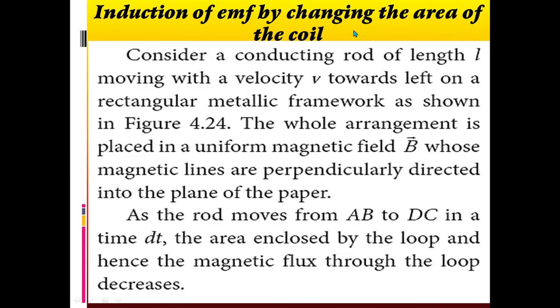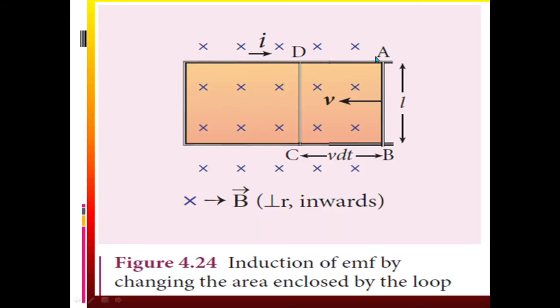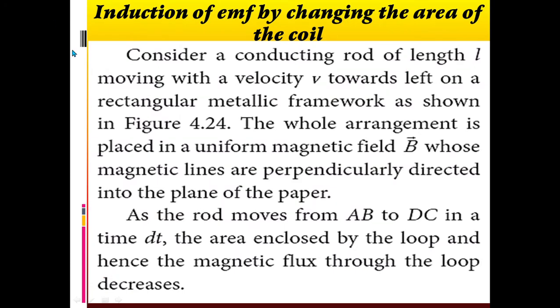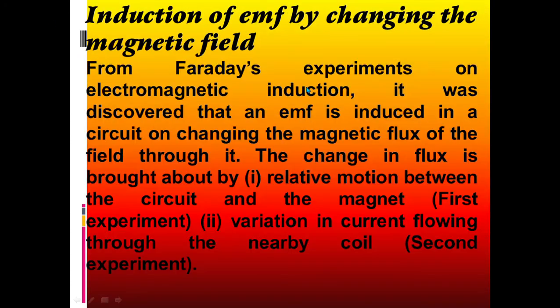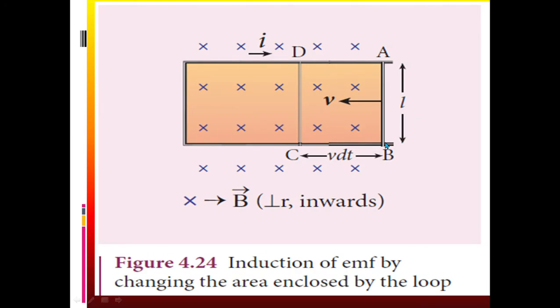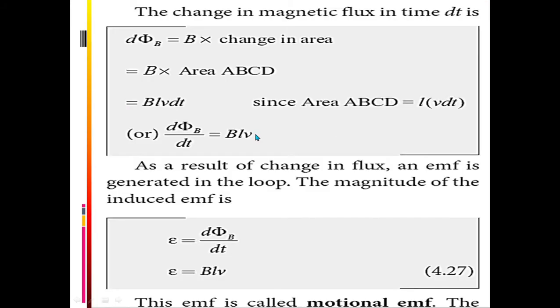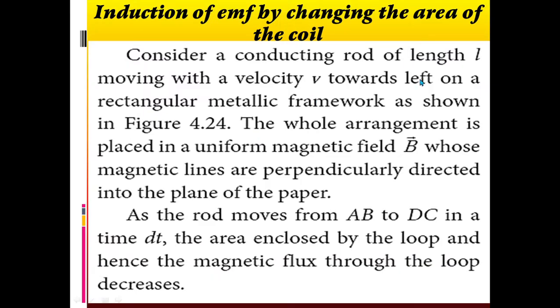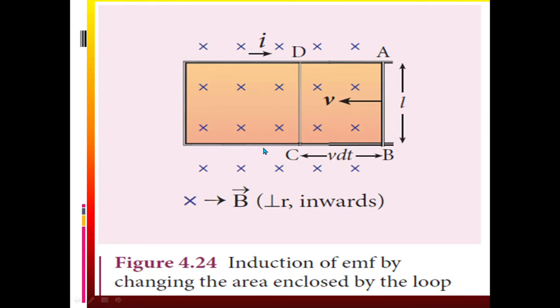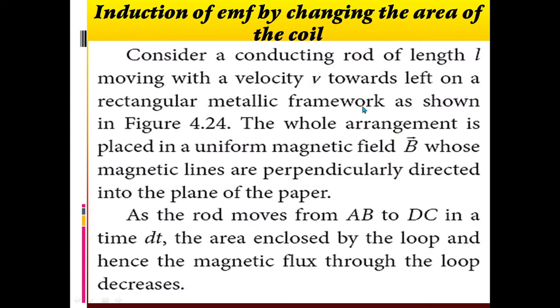The next method is induction of EMF by changing the area of the coil. Consider a conducting rod of length L, moving with velocity V towards the left side on a rectangular metallic frame, as shown in the figure.